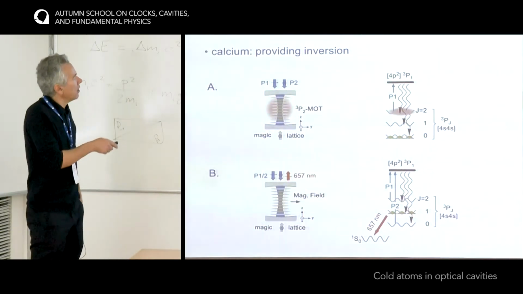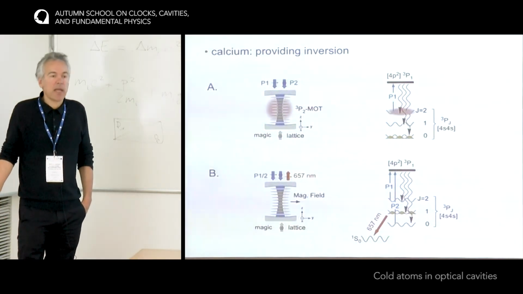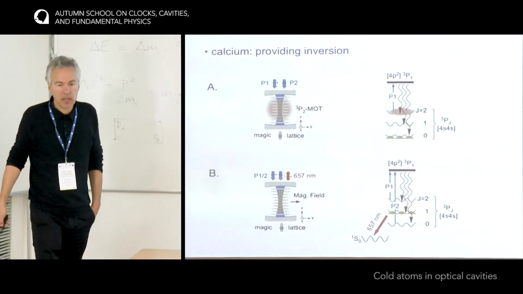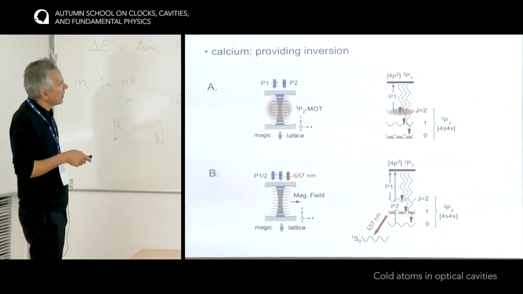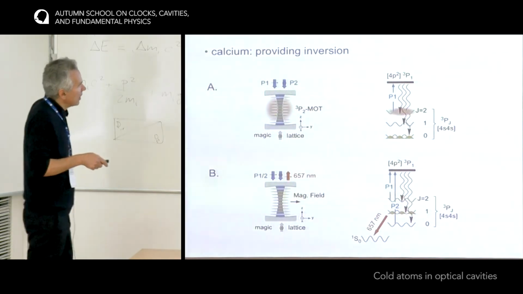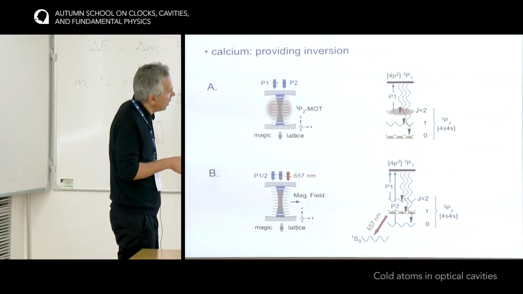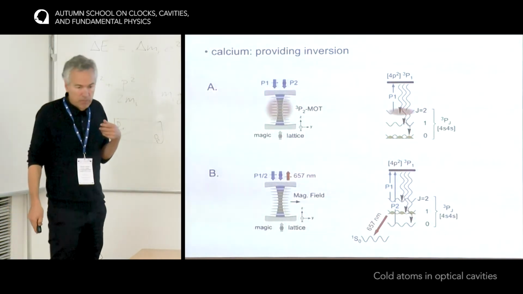So at the end of this step, we have typically a couple of 10 to the 6 atoms at, say, 100 microkelvin in the 3p0 state. So now we are not there, but we can switch off our MOT. And the next step is what's shown here. We now use again optical pumping with 2 lasers, P1 and P2, to bring the atoms from here to the 3p1 state. So that's the second step to finally create inversion.